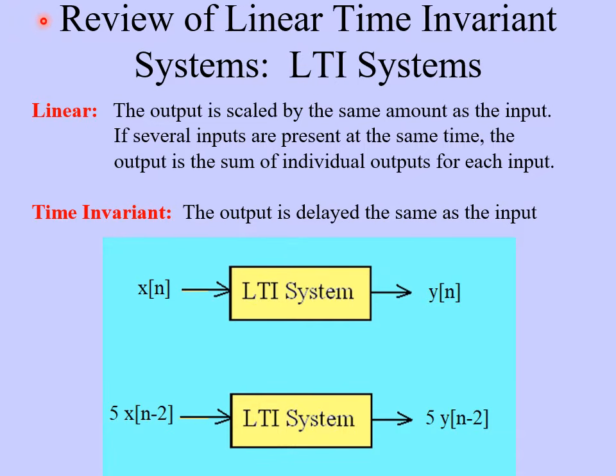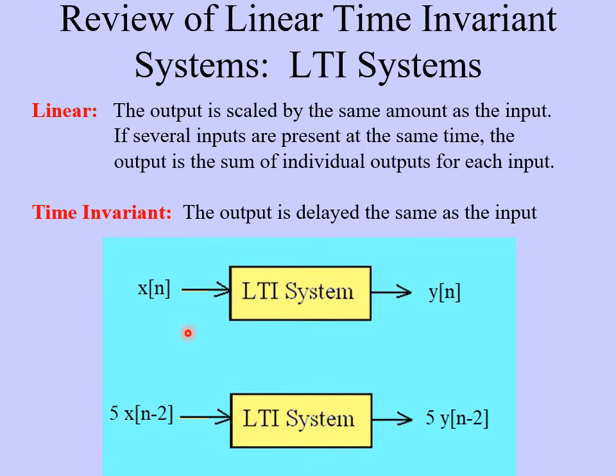So we'll start with a quick review of linear time invariant systems, or LTI systems, because that's really the focus and the main point of this chapter. We introduced the idea of an LTI system back at the end of chapter 1. A linear time invariant system has 2 properties. It's linear and it's time invariant. Linearity just means that if we scale the input, then the output gets scaled by the same number.